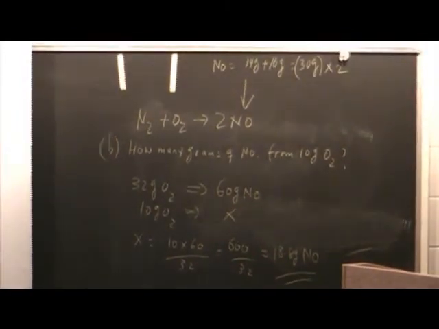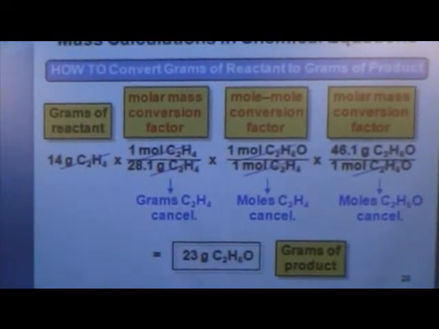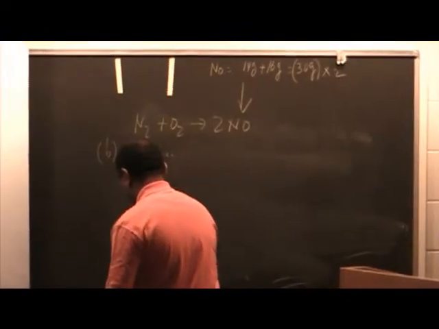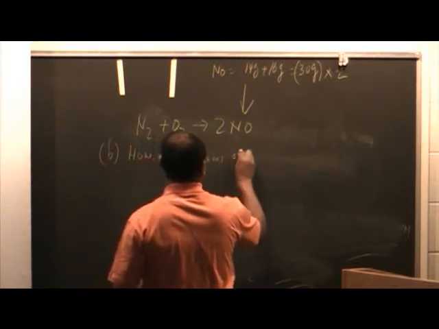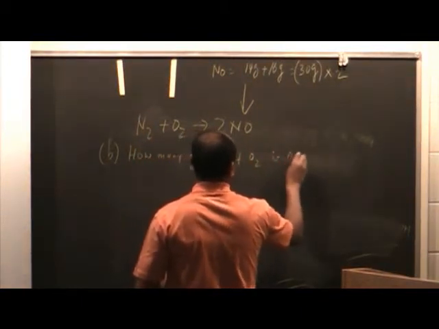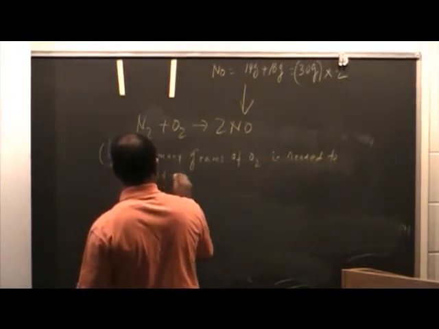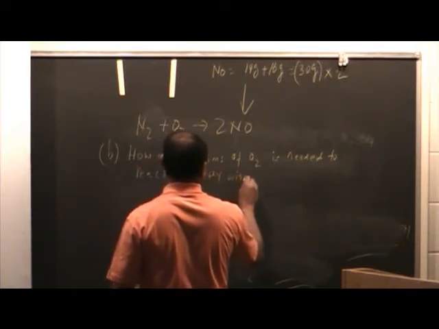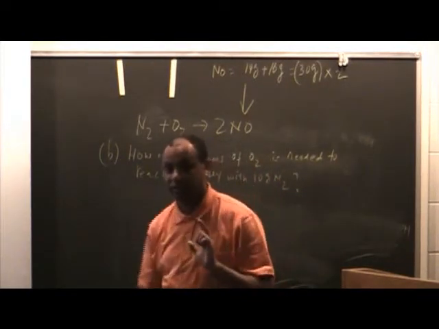Okay, let's move on. We have the third one. What does the third one say? How many grams of oxygen are needed to react completely with 10 grams of nitrogen? To react completely with 10 grams of nitrogen. Now you need to understand the problem first, okay?